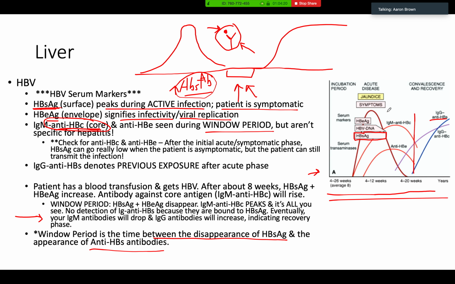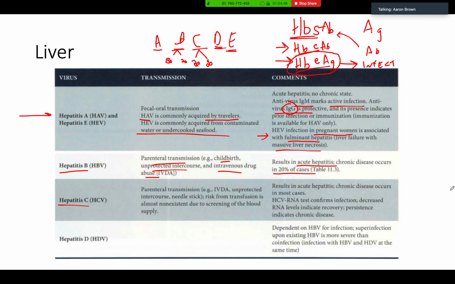And so from the end of this line all the way through to this line, whether we test for antigen or we test for antibody, they're both going to be negative. However, if we test for this core, it will be positive. And so that's helpful during the window period. Okay? And that is something that they will ask about from time to time. And so I wanted to make sure that that was clear. Any questions on that window period? No? Okay, great.